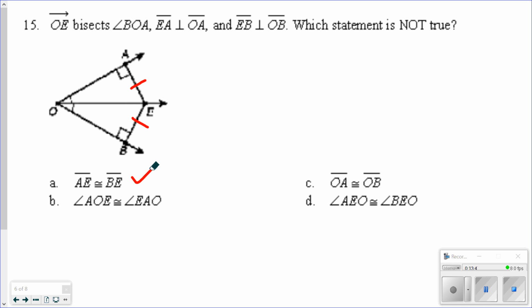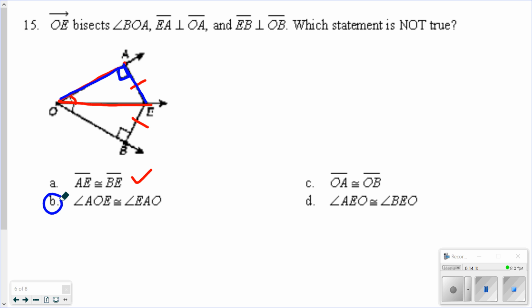Is angle AOE congruent to angle EAO? Well, let's look at those. AOE would be this angle here. And angle EAO, I'll highlight in blue, so this angle here, are those congruent? Well, that is not true. So this is going to be our answer here.